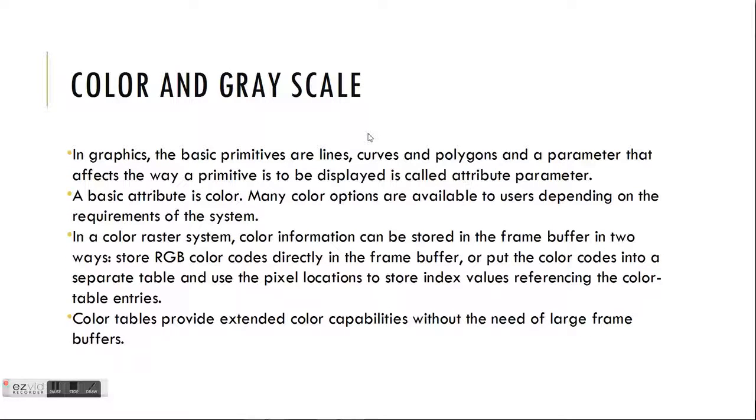Starting off with attributes, as said earlier, the basic primitives are pixels, lines, curves, and polygons. Each primitive is associated with a parameter which tells us how the primitive is going to be displayed. One such parameter is color. Color information can be stored within frame buffers in two different mechanisms: either we can make use of RGB color codes directly saved into the frame, which can lead to bigger frame sizes, or put them into tables with the help of pixel location and corresponding color.